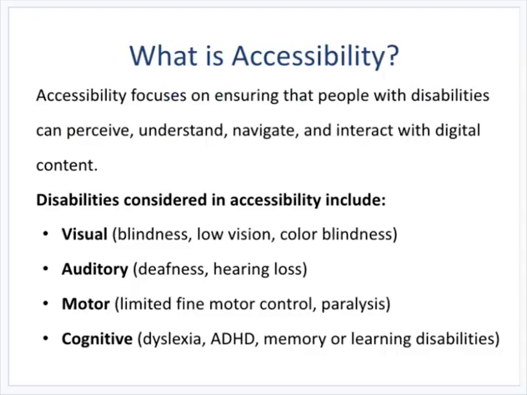First, what is accessibility? Accessibility focuses on ensuring that people with disabilities can perceive, understand, navigate, and interact with the digital content. Disabilities considered in accessibility include visual, auditory, motor, and cognitive. Visual like blindness, low vision, color blindness; auditory like deafness, hearing loss; motor, limited fine motor control, paralysis, etc. And cognitive like dyslexia, ADHD, memory or learning disabilities.